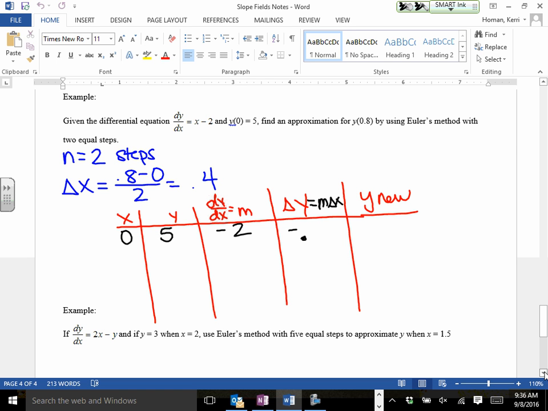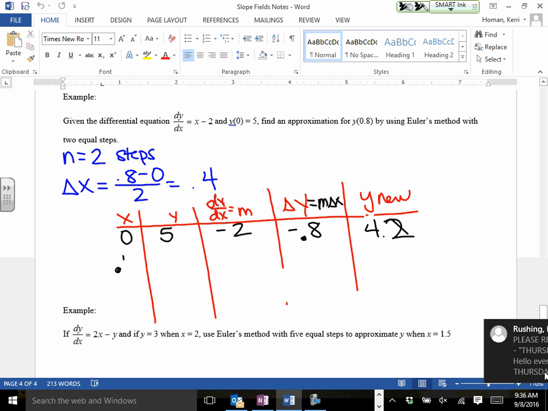We're taking our slope times our change in x, negative 0.8. As we travel along this tangent line, our y value is now going to be 5 plus negative 0.8, which is 4.2. So now we are at the coordinate 0.4, 4.2.